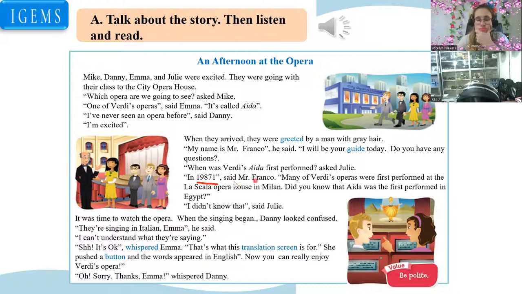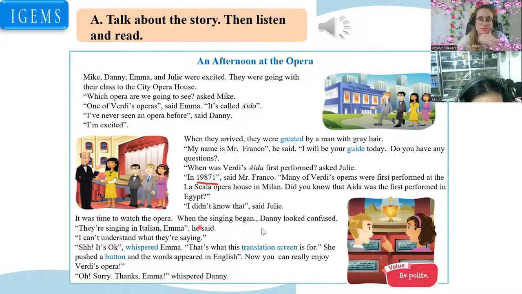In the book, on the book, said Mr. Franco. Many of Verdi's operas were first performed at La Scala Opera House in Milan. Did you know that Aida was first performed in Egypt? I didn't know that, said Julie. It was time to watch the opera.